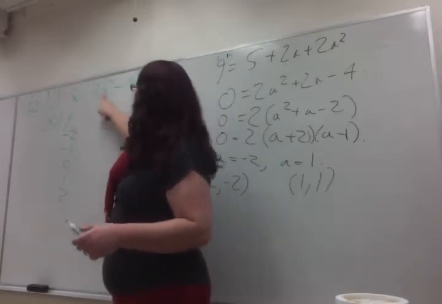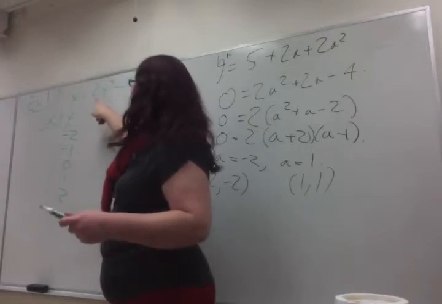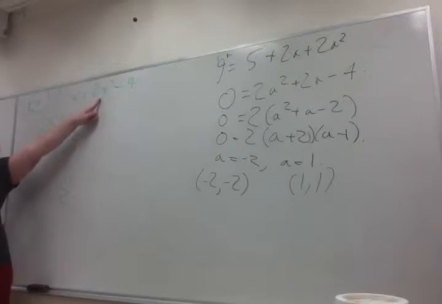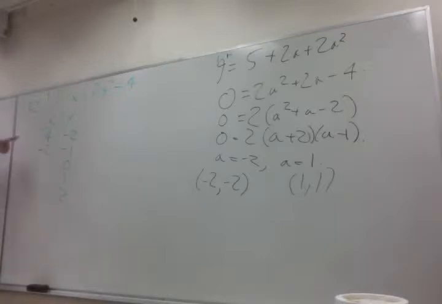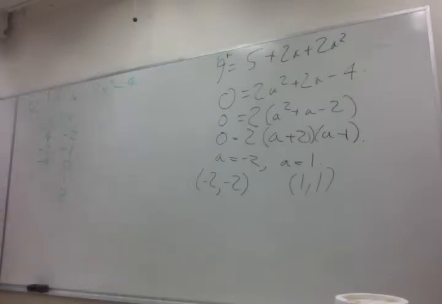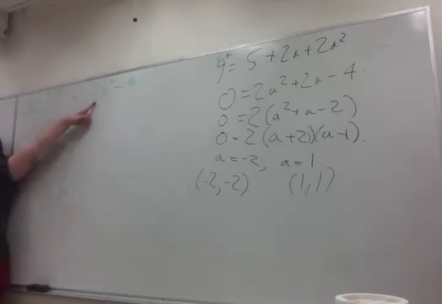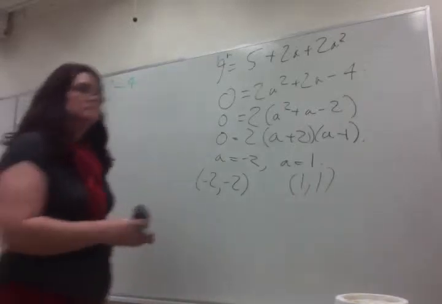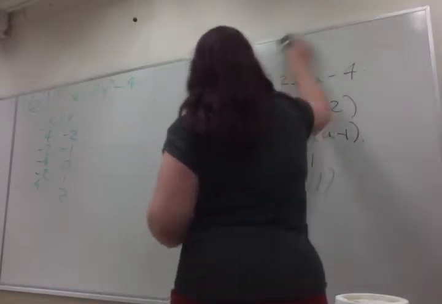If you take -2, -2 squared is 4, 2 times 4 is 8, 8 minus 4 is 4. I take -1, -1 squared is 1, 2 times 1 is 2, 2 minus 4 is -2. Take 0, 0 squared is 0, 2 times 0 is 0, 0 minus 4 is -4. Take 1, 1 squared is 1, 2 times 1 is 2, 2 minus 4 is -2, and if we take 2, 2 squared is 4, 2 times 4 is 8, 8 minus 4 is 4. So that gives you those values there.